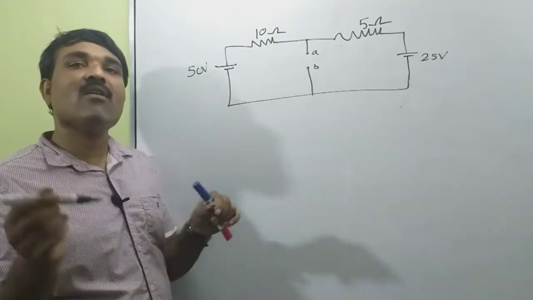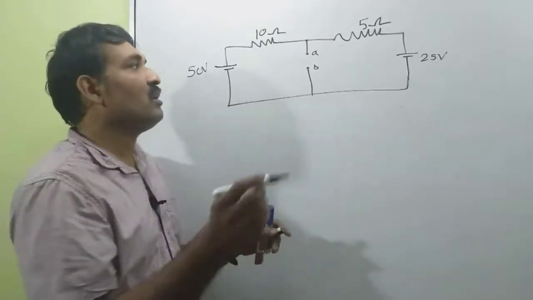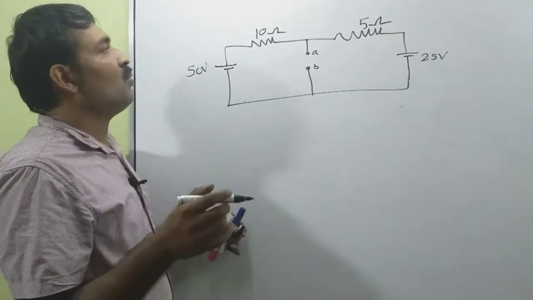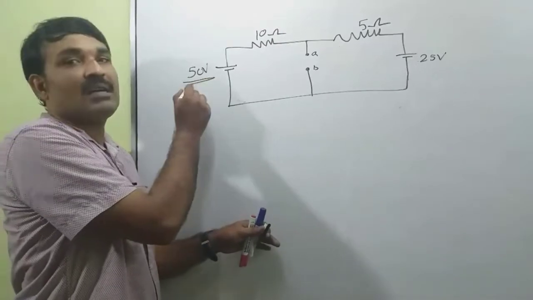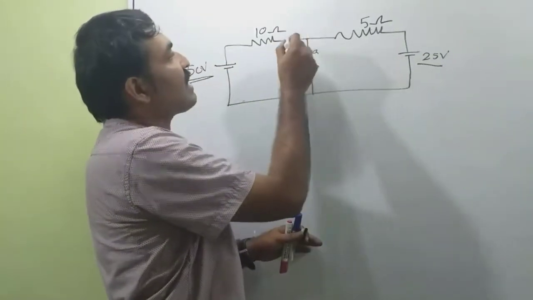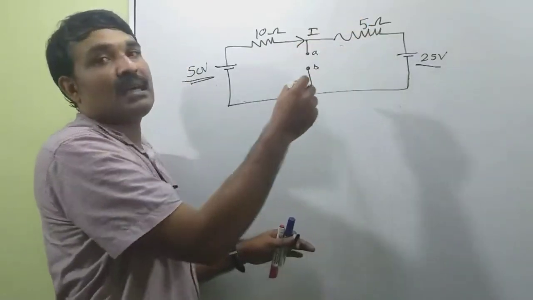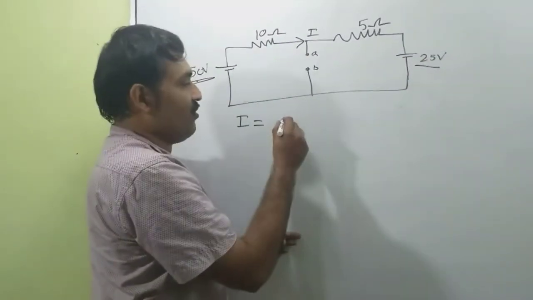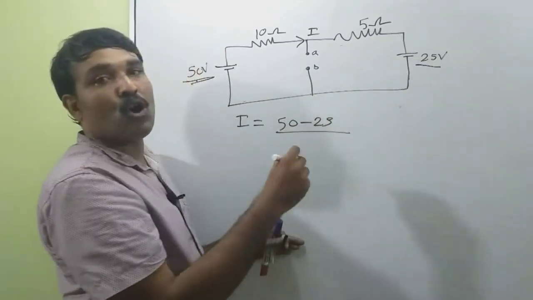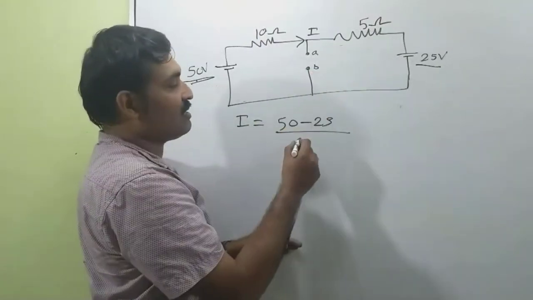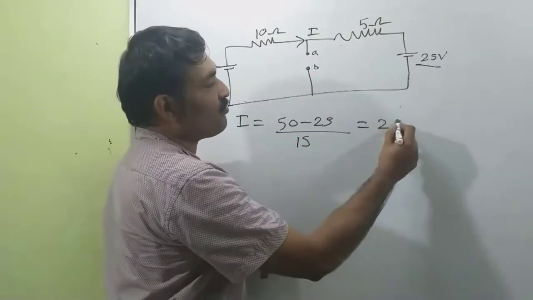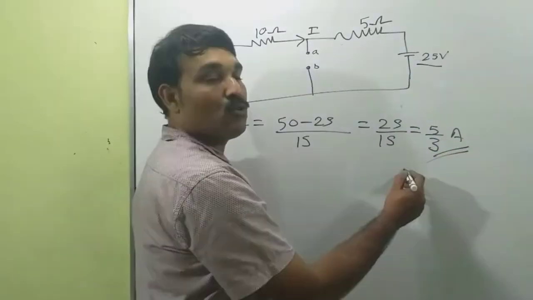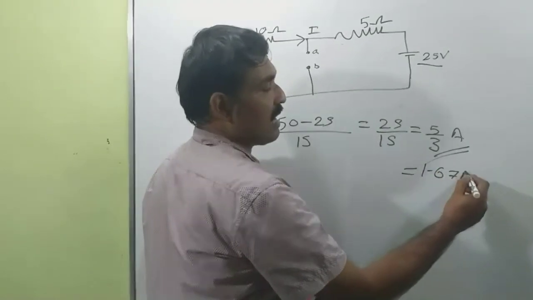Now the question is, we want to find Thevenin's equivalent circuit with respect to this terminal AB. Okay. Now we have two sources, 50 volt and 25 volt. So what is the current I that is passing through the circuit? That is I equal to the potential difference, 50 minus 25, divided by the total resistance, that is 10 plus 5, that is 15. So this is 25 divided by 15, that is 5 by 3 ampere. It's numerically equal to 1.67 ampere.